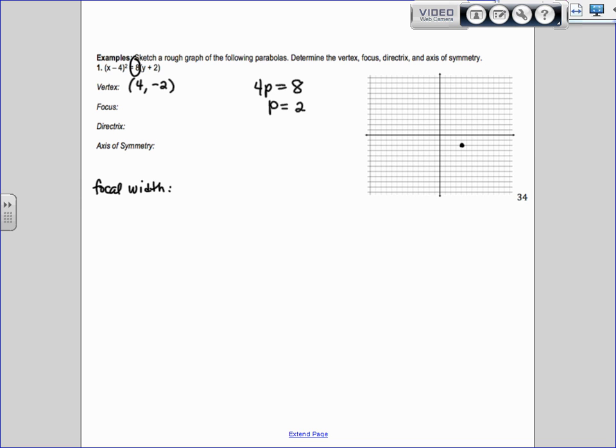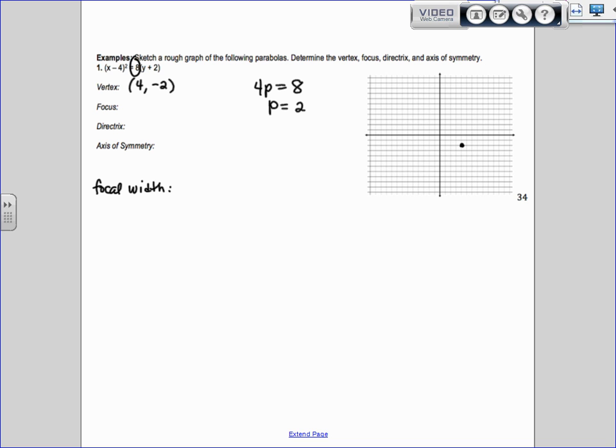I really don't worry about the sign of p. The sign kind of tells you which direction it's opening, but I just think about moving up and down 2 or left and right 2. For this example, we have (x minus 4) quantity squared. If I multiplied it all out, it would be something with x squared. Do you see how the y is not squared? It's just x squared.